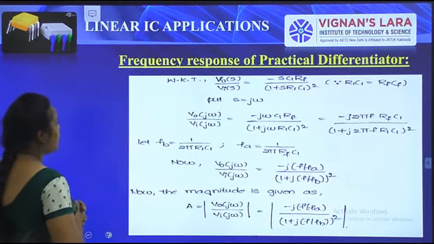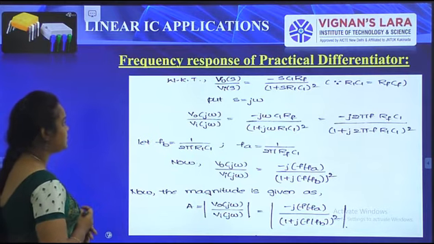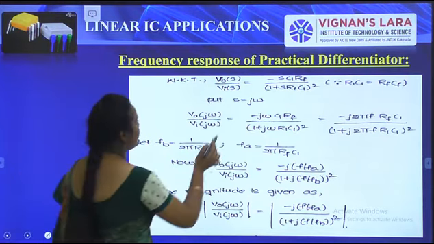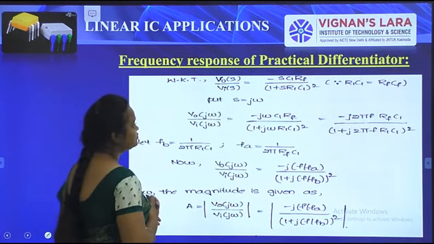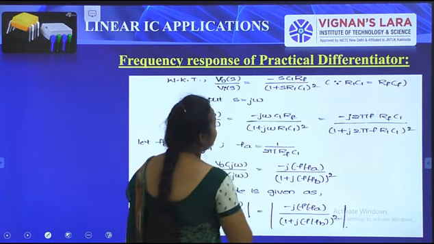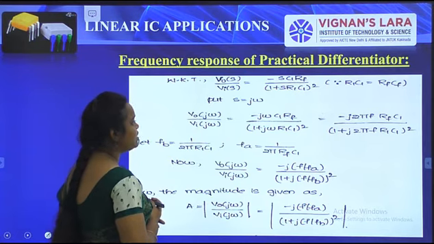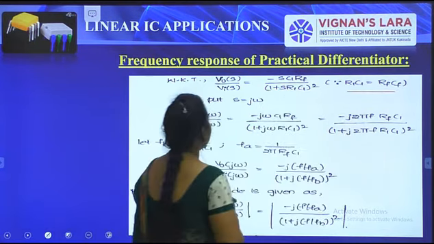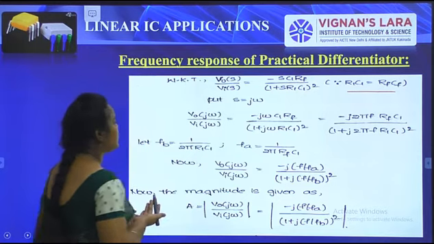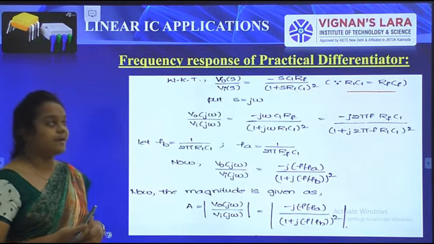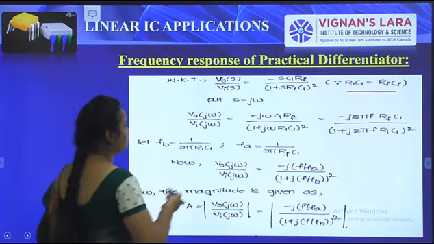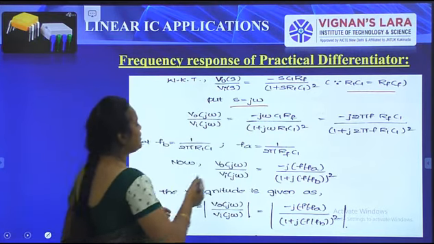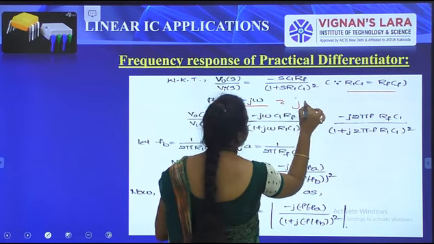So here I am going to explain about the frequency response of practical differentiator. We have the final equation V naught by S Vi of S is equals to minus S C1 RF by 1 plus S R1 C1 whole square. So here R1 C1 is equals to RF CF. I am going to derive the frequency response of practical differentiator. So in the place of S, we are going to put J omega. J omega means J 2 pi F.